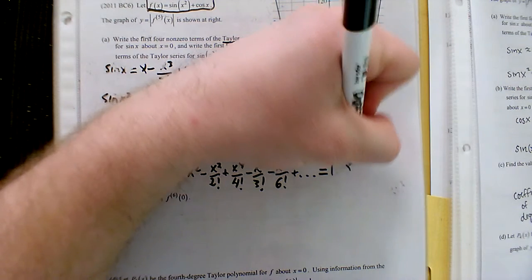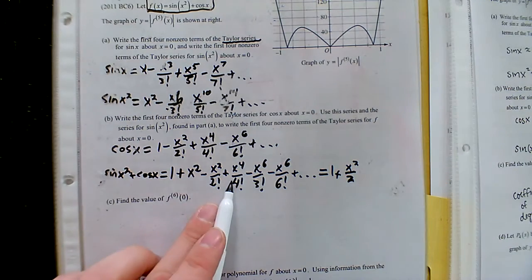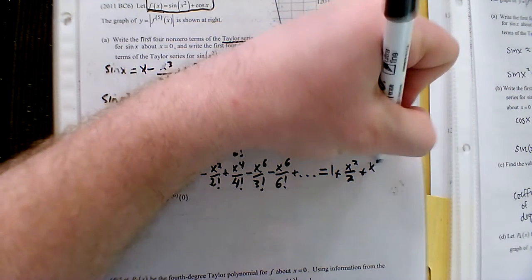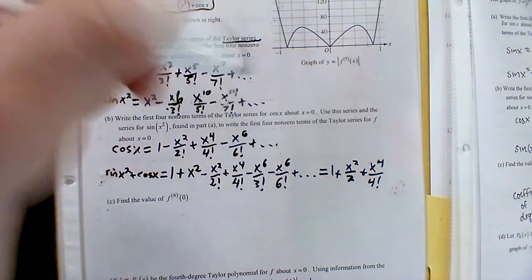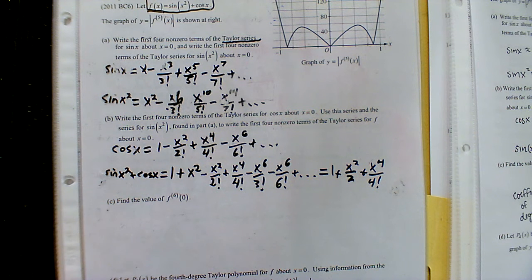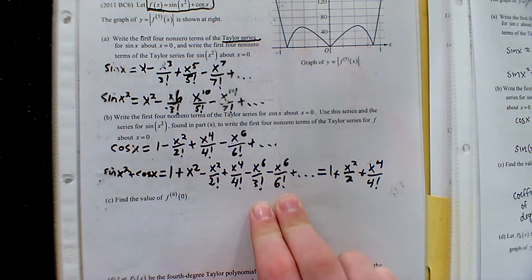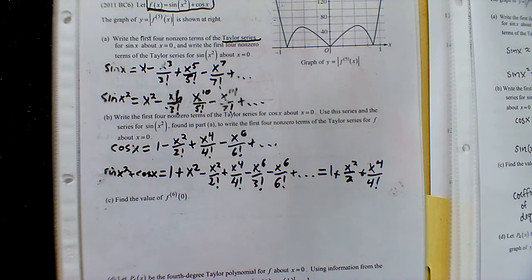X squared. Okay, so x squared over 2. And then we have the plus x to the 4th over 4 factorial. And then the x to the 6th over 3 factorial and the 1 over 6 factorial, we need a common denominator. So go ahead and figure out what the common denominator would be so we can combine those. We want one single term.